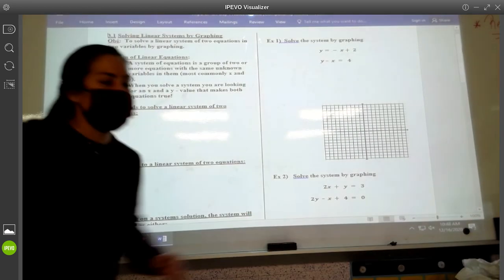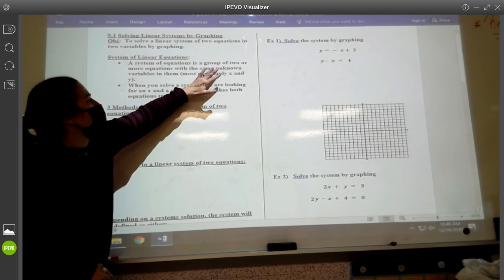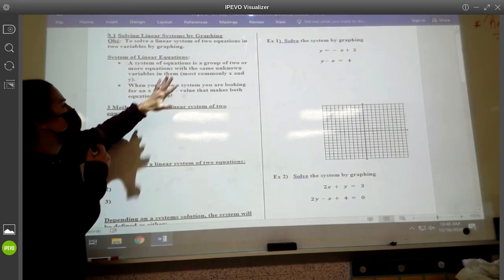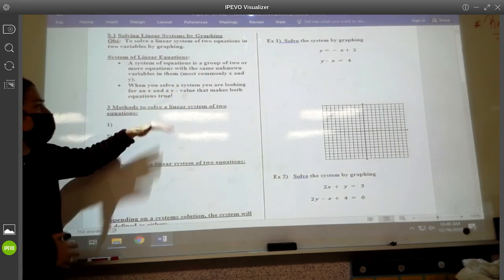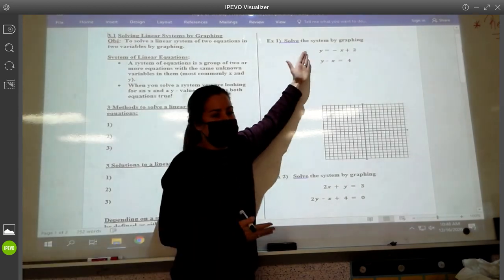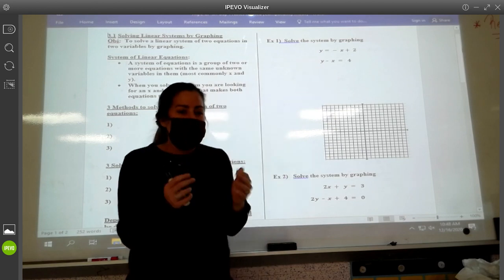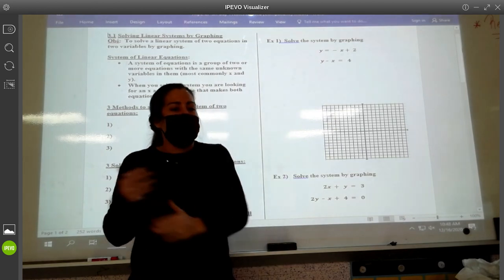Okay, so we are solving systems. What is a system? A system of equations is a group of two or more equations with the same unknown variables in them. Usually they use x and y. So guys, for example, this is what a system looks like. It's a pair of equations that are missing the exact same unknown values.